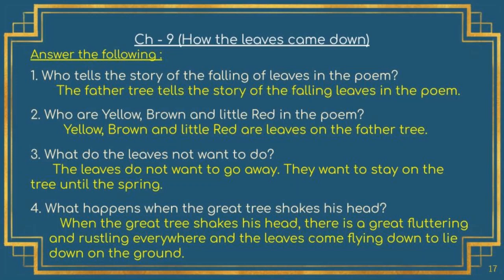Fluttering means moving unsteadily, moving or flying unsteadily, and rustling everywhere. Rustling means a soft sound, especially the sound of dry leaves. Okay, when the father tree shakes his head, there is a great fluttering and rustling everywhere, and the leaves come flying down to lie down on the ground.